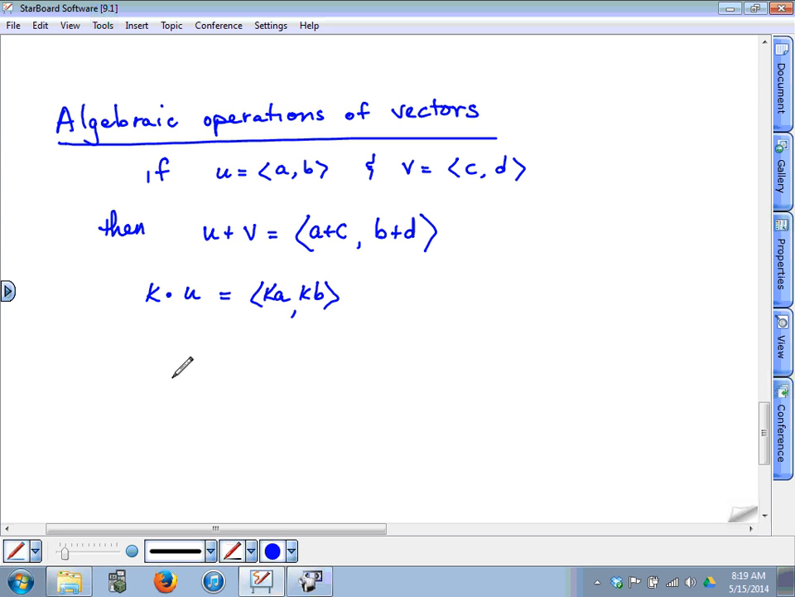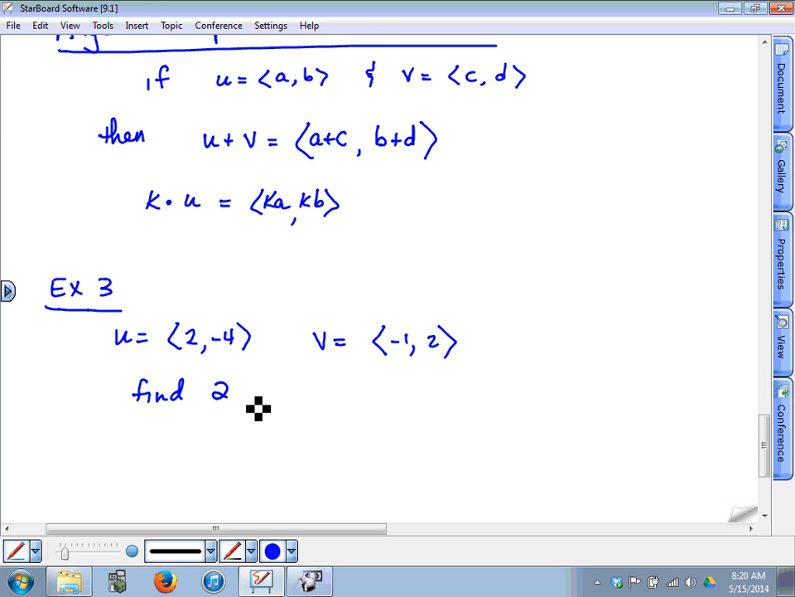Let's try a quick example. Example 3. Let's say that u is equal to 2 comma negative 4, v is equal to negative 1 comma 2. Find 2u plus 3v. 2u plus 3v.